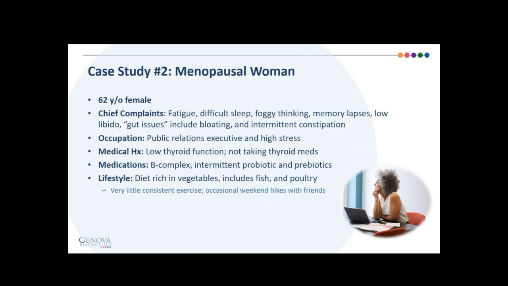Now, her medical history, she has a low thyroid function, but she's not taking thyroid meds. Her medications, she's taking some B complex, intermittent probiotics and prebiotics, likely a response to some of those gut issues. And her lifestyle, she's got a diet rich in vegetables, including fish and poultry, but very little consistent exercise, occasional weekend hikes with friends.